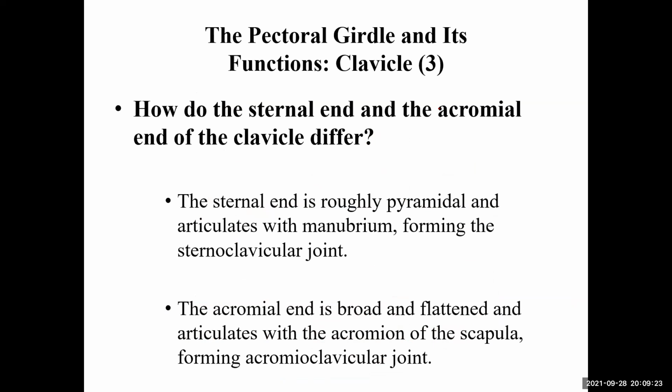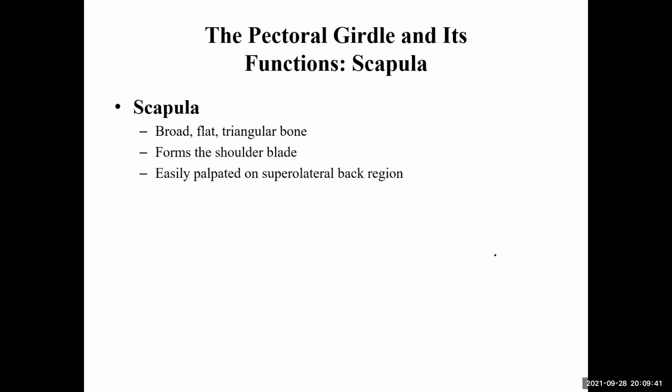How did the sternal end and the acromial end of the clavicle differ? The sternal end looks like a pyramid or triangular in shape. It's going to articulate with the manubrium and create the sternoclavicular joint. The acromial end is broad and flattened like a spoon. It's articulating with the acromion, and that forms the acromioclavicular joint.